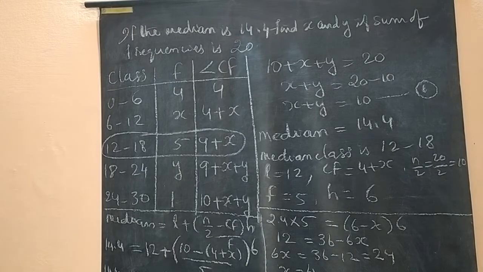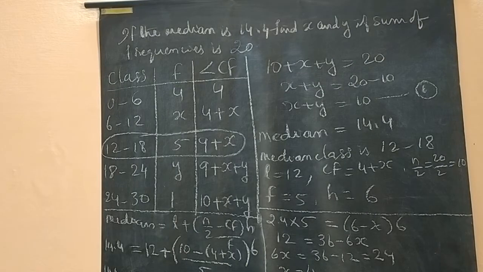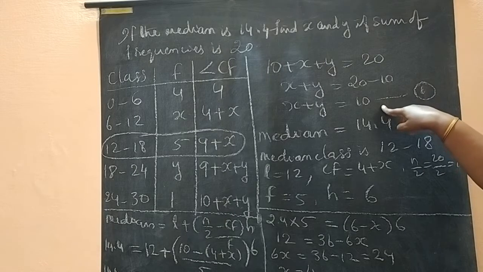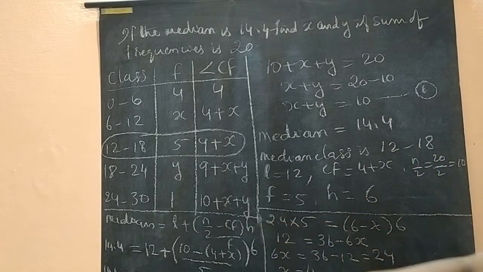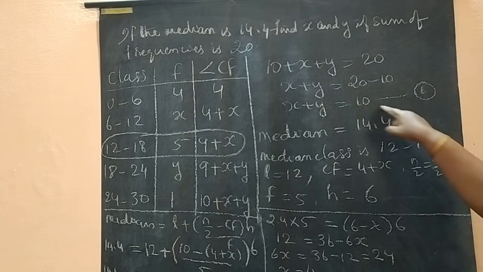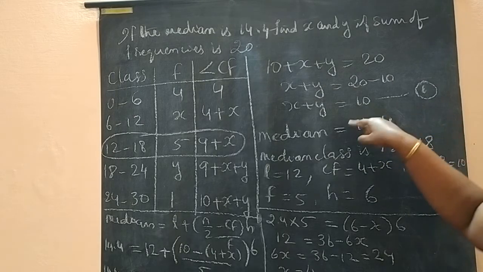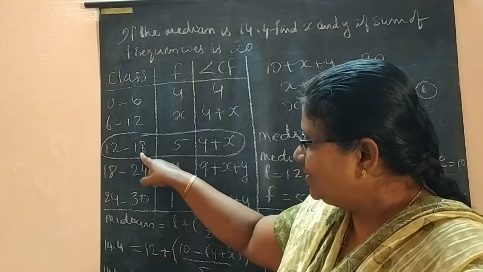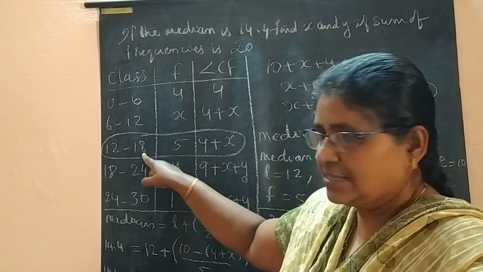Okay now? So what to do? Here two missing frequencies are there. So for getting two variables, we want two equations. First equation always we will get from the sum of all the frequencies, and the second equation we will get from the median. Second equation we will get from the median. So median formula. But here median class is the class in which the median falls. Here the median is 14.4. It is coming in between 12 to 18. So we have to consider the median class as this one.